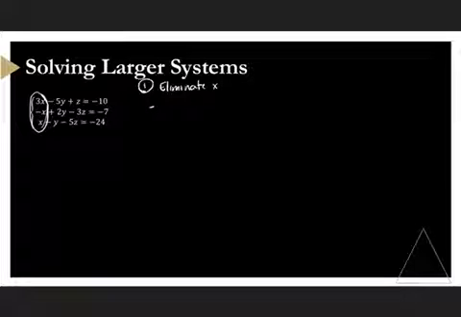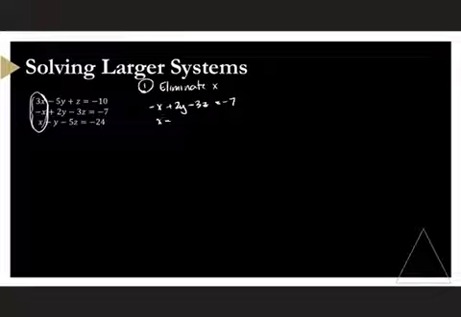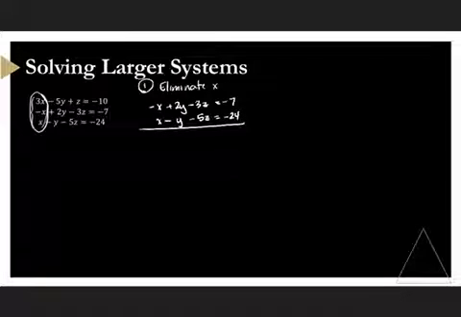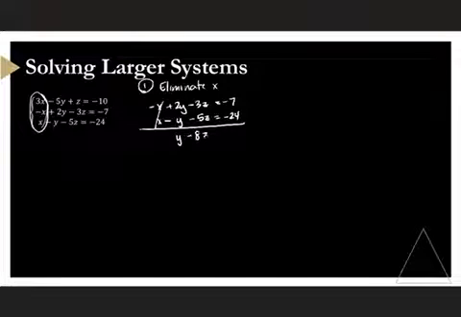So let's take the second and third. Negative x plus 2y minus 3z equals negative 7. x minus y minus 5z equals negative 24. Okay, the x's are a conjugate pair, so they're going to cancel. So 2y minus y is y. Minus 8z equals negative 31.